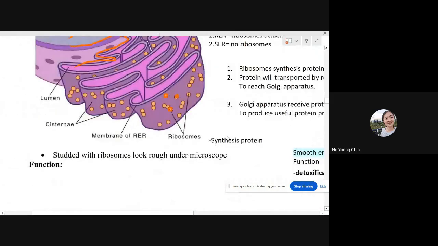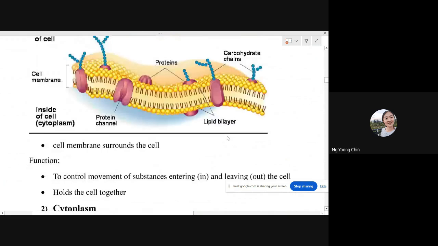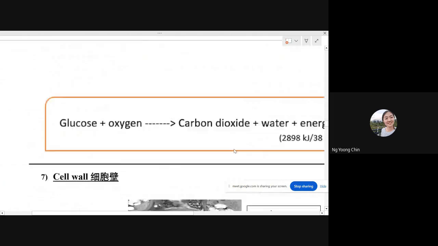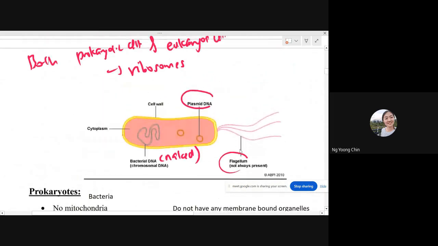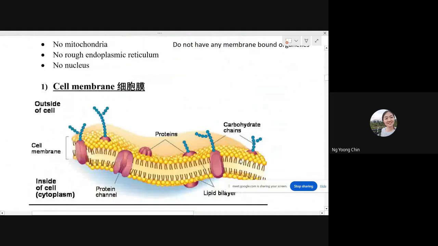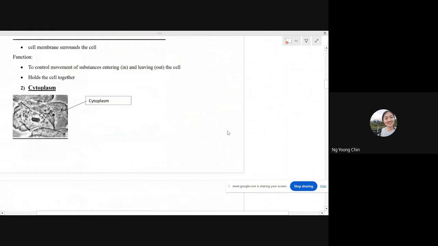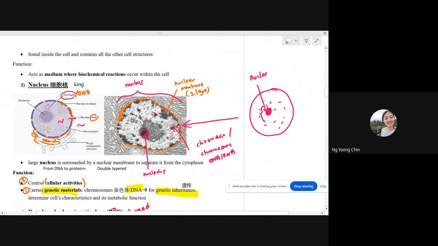Okay, so now we learn about the ribosome and nucleus, and now I think we can talk about the cytoplasm and also the cell membrane. So cell membrane is found here. This is cell membrane. Cell membrane exists in all kinds of cell, including the animal cell, plant cell, and also the prokaryotic cell.